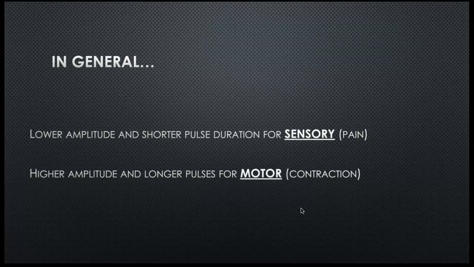Okay, in general, I kept saying it, right? The way you set the pulse duration or the phase duration really matters for sensory and motor. So in general, you have lower amplitudes and shorter pulse duration. It's usually for sensory reasons, so you're helping someone with their pain. Higher amplitudes and longer pulses are usually for motor, so you're trying to get a muscle contraction.